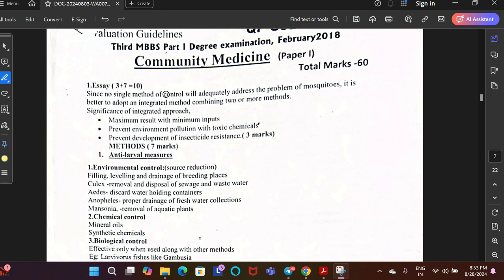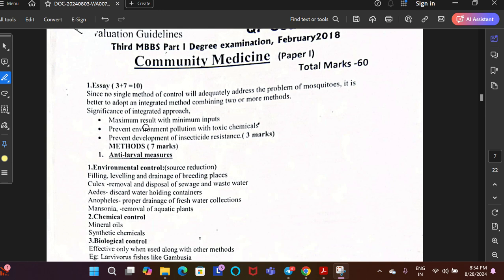Since the questions are not on the screen, I will read the question. So it is February 2018. First comes the essay 10 marker question. It is said that no single method of control will adequately address the problem of mosquitoes in all areas.